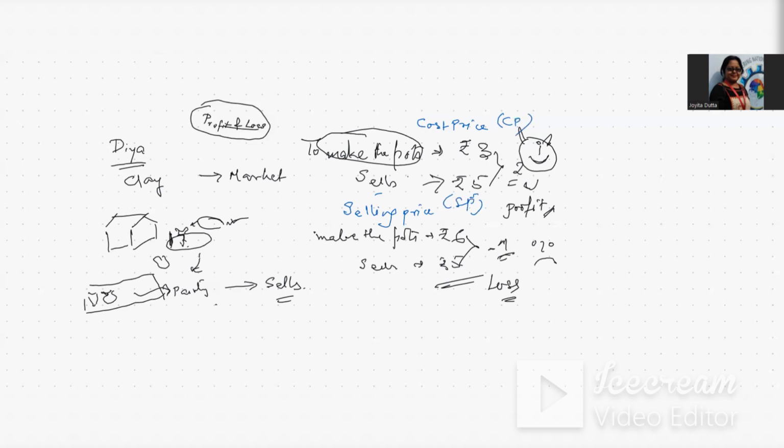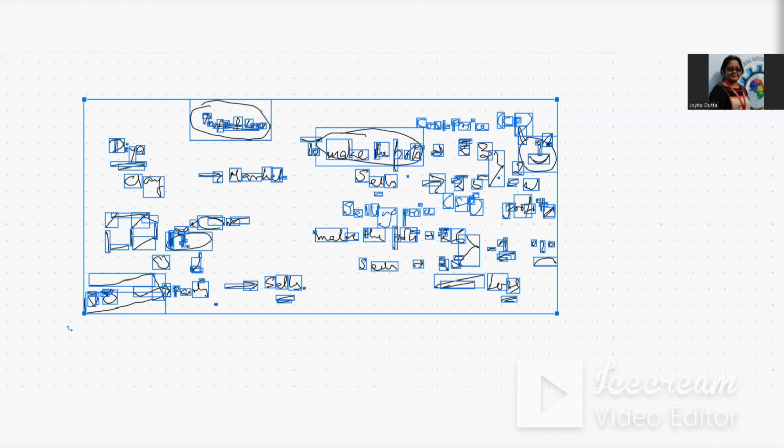Now, coming to the formulas, I'll say just very few. I have something called cost price and something called selling price. So I have case one, where my selling price is greater than the cost price. This is profit. And case two is when my selling price is less than the cost price. This is where I say it is loss.